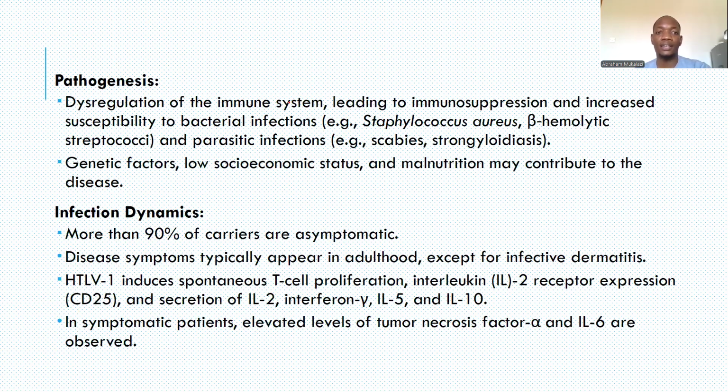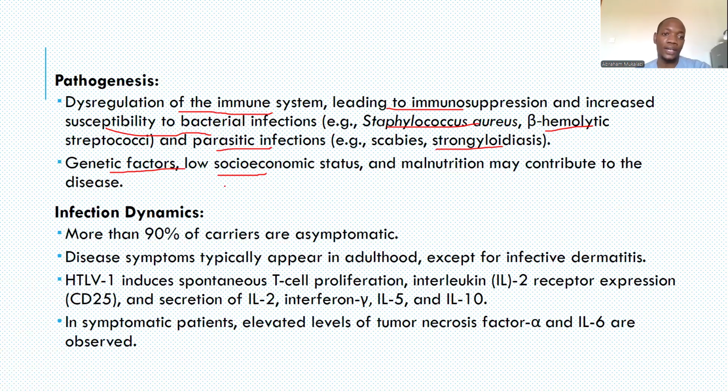In the pathogenesis, there's a thinking that there's a dysregulation of the immune system, which leads to immune suppression, increasing the susceptibility to bacterial infections, especially Staph aureus and beta-hemolytic strep, as well as parasitic infections like scabies and Strongyloides. There's a thinking that there's also a genetic factor contribution, and since it is oftentimes seen in places with low socioeconomic status and malnutrition, all these are thought to play a role in the development of this type of dermatitis.